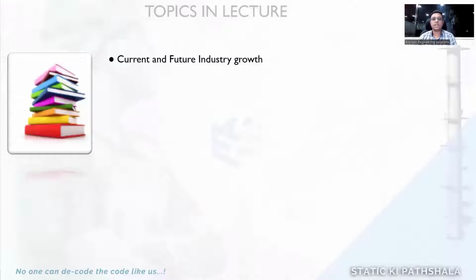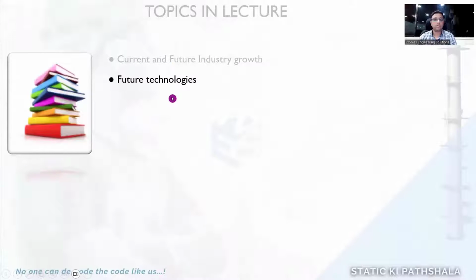So the current and the future industry growth is one of the important factors which is going to govern the kind of rules and regulations we will use in the future, right? So the current and the future industry growth is one of the most important points that we are going to see. Then we are going to see the future technologies. What is the current scenario of the energy and the industry growth?